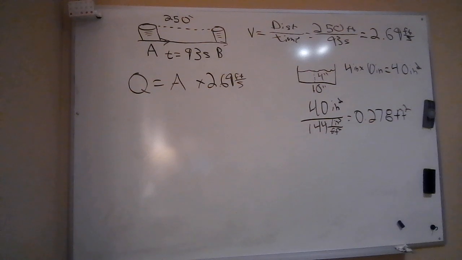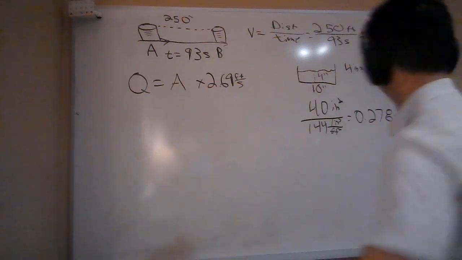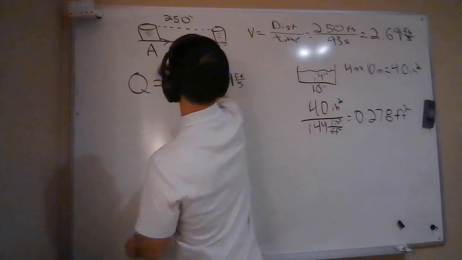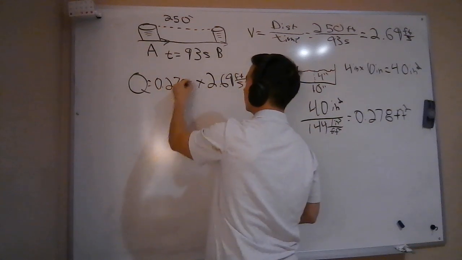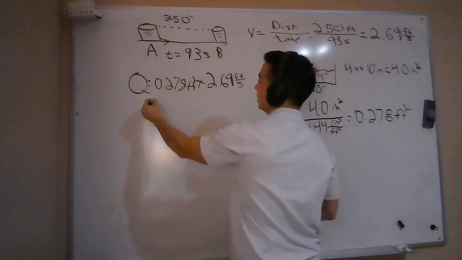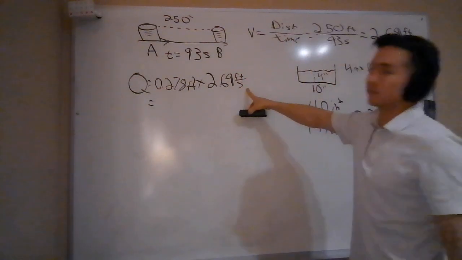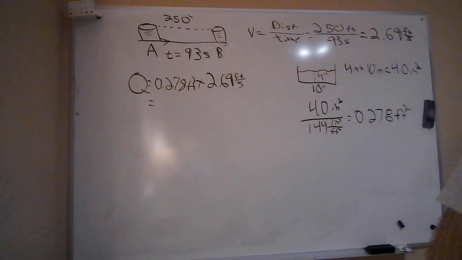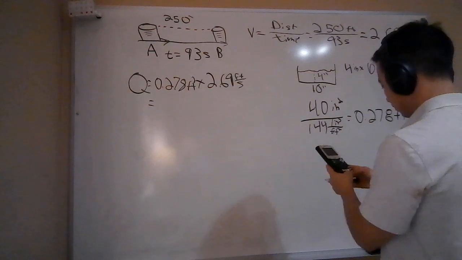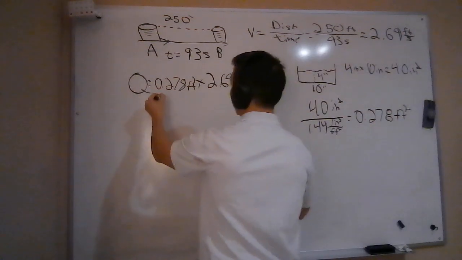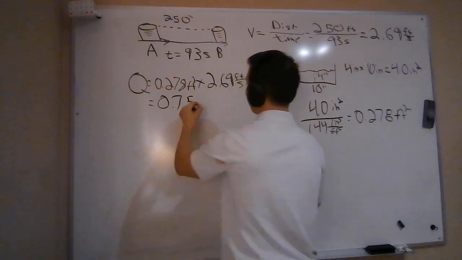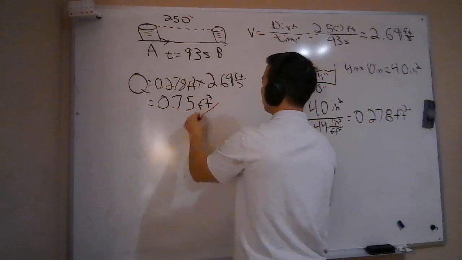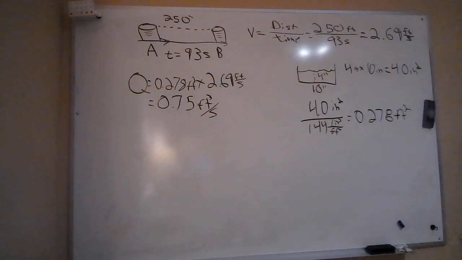So we've got our area now, 0.278. That's what I'm going to plug in here, 0.278 square feet. If we look at our units now, we're going to have square feet times feet per second. That's going to get us cubic feet per second. All right, so what is 0.278 times 2.69? We get to 0.75, we'll just call it, cubic feet per second. So there's our flow rate.